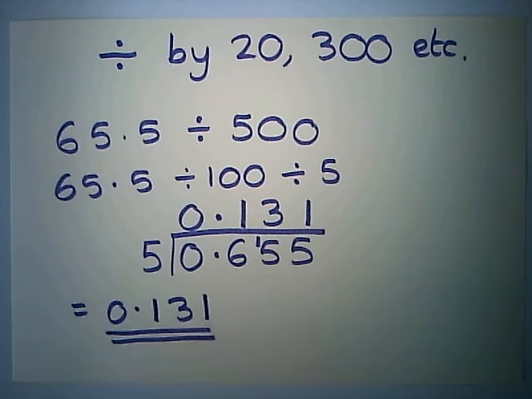Okay, so when you're multiplying or dividing by multiples of 10, 100 or 1000, just break it up. So if it was 4000 and you were multiplying, you'd multiply by the 1000 and then multiply your answer by 4.